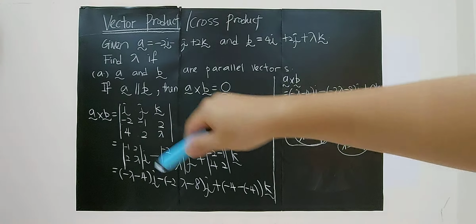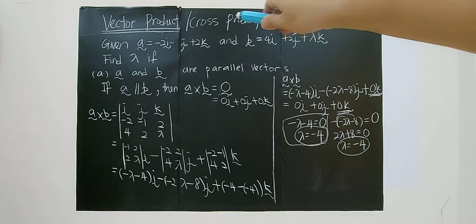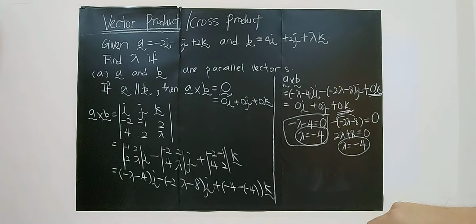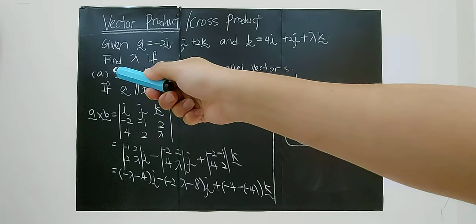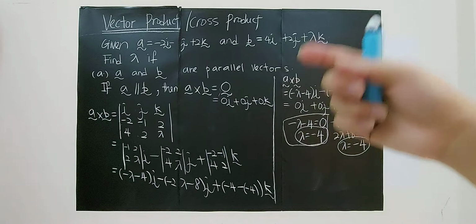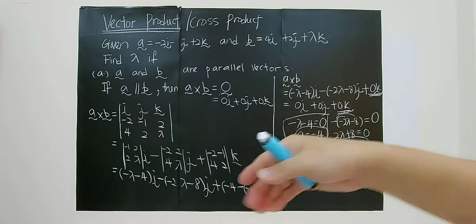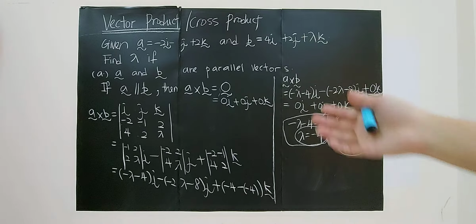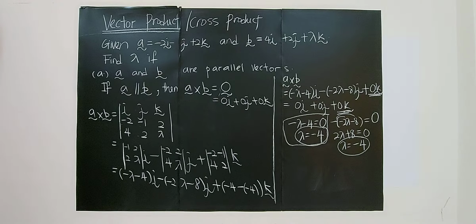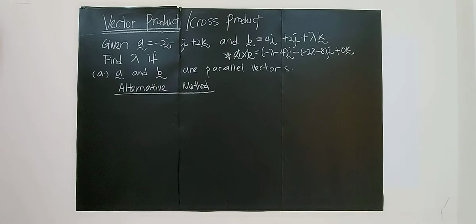So this is the way I'm using the knowledge of cross product. Okay, I'm going to show you another way. For this question A, I will show you both ways. Now I showed you the cross product, and the other way will be using the definition of parallel vector. There will be another alternative method.